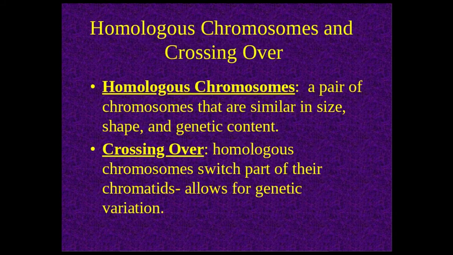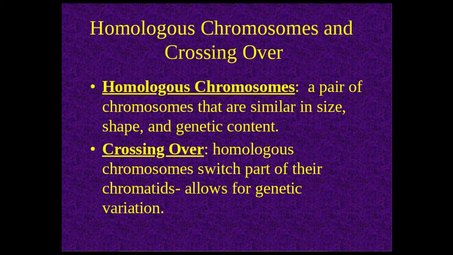A couple other words, homologous chromosomes. That's a pair of chromosomes that are similar in size, shape, and genetic content. This is just a word to describe chromosomes after we organize them as humans. But they're a set of chromosomes that are similar in size, shape, and genetic information.